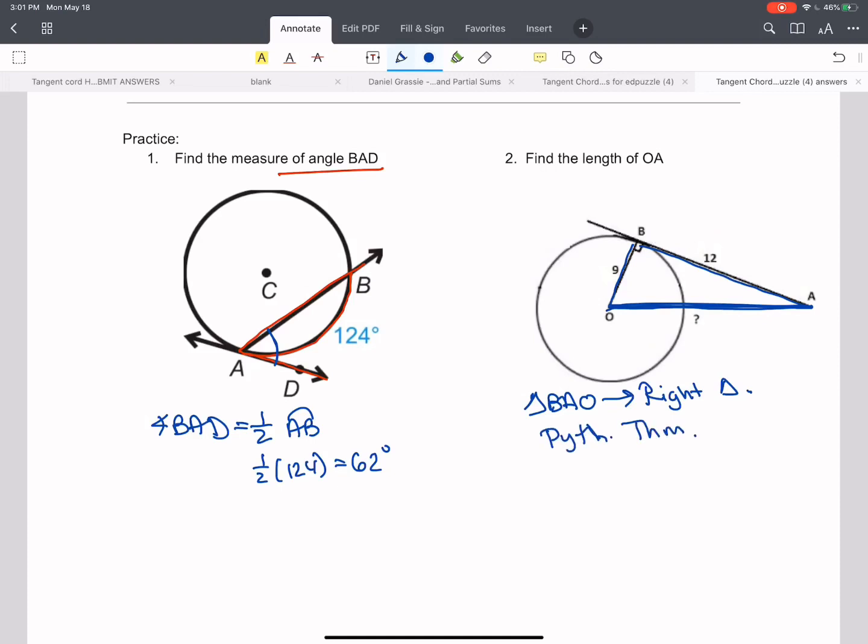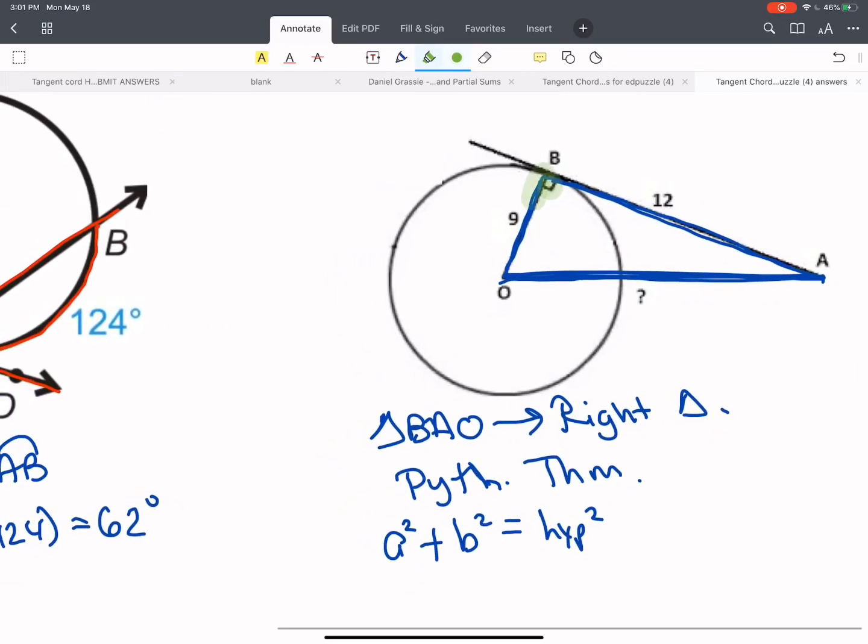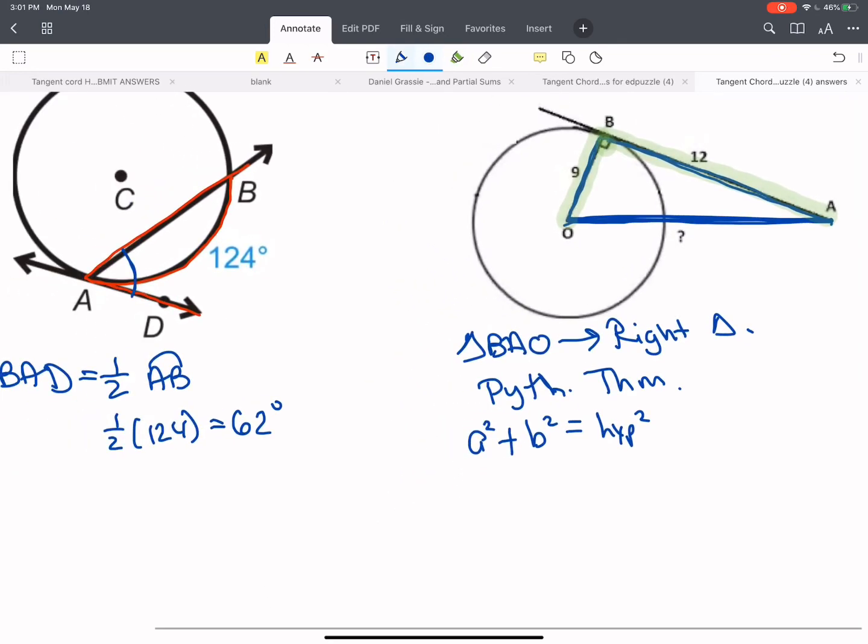I'm going to abbreviate, please don't be upset. So that would be a squared plus b squared equals the hypotenuse squared. Remember where the hypotenuse is. The a squared and the b squared are the things that are forming the right angle. So the right angle is right here, right? So you know that the two sides making that right angle are my legs. So that's 9 squared plus 12 squared equals the hypotenuse squared, which is my question mark.